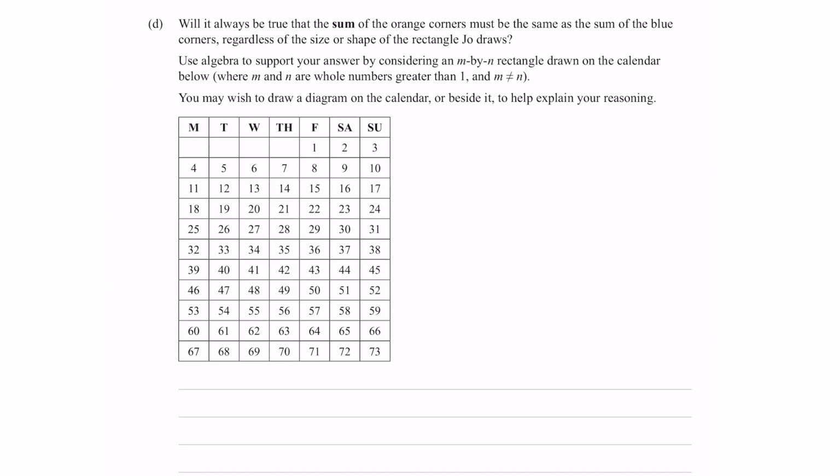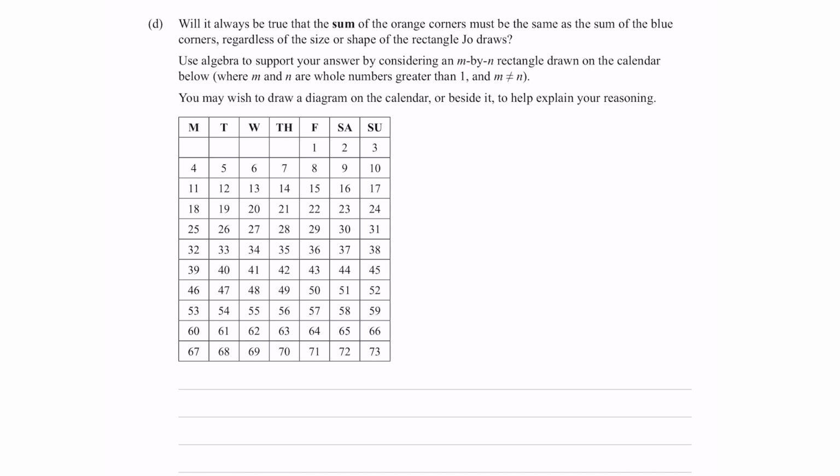Nice. So this is the last part here. The question is, will it always be true that the sum of the orange corners must always be the same as the blue corners, regardless of size or shape of the rectangle that Joe draws? Use algebra to support your answer by considering an m by n rectangle drawn on the calendar below, where m and n are whole numbers greater than 1 and m is not equal to n. So we can draw on the calendar, but we have to write a proof. Is this true? Honestly, when I first thought about the problem, I wasn't sure. I said it might not be true.